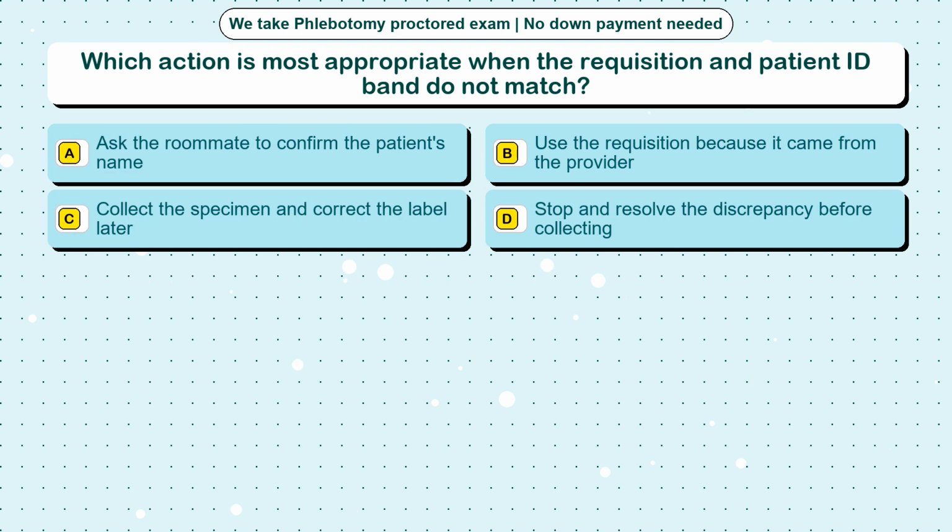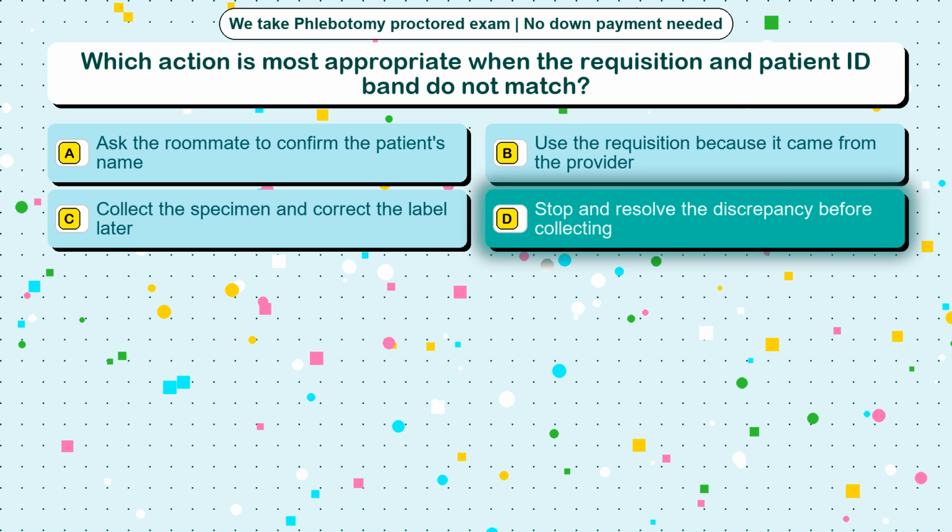Question 88. Which action is most appropriate when the requisition and patient ID band do not match? Option A, ask the roommate to confirm the patient's name. Option B, use the requisition because it came from the provider. Option C, collect the specimen and correct the label later. Option D, stop and resolve the discrepancy before collecting.